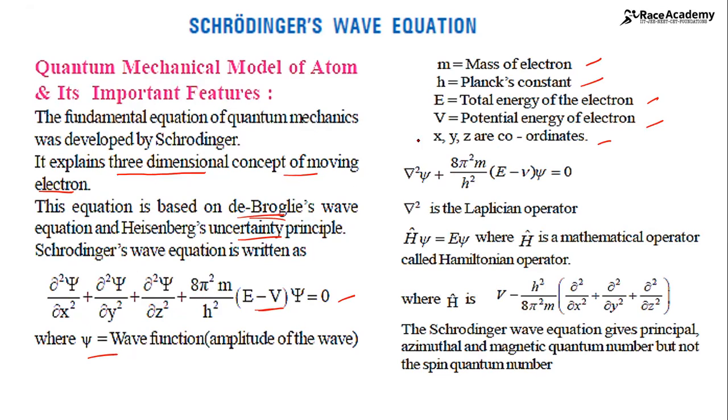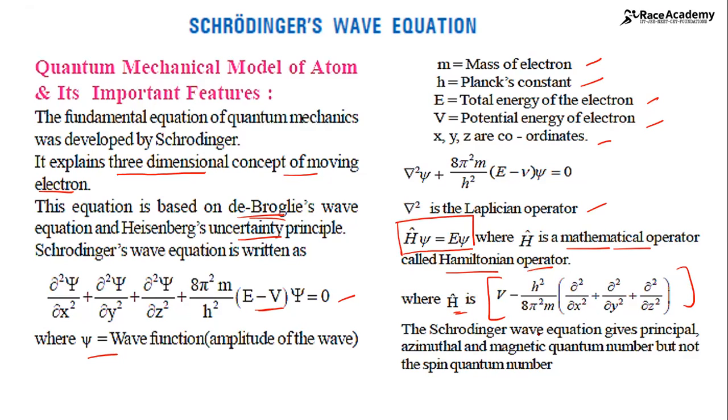And it can also be written simply, like this, using the Laplacian operator squared into psi plus 8 pi square m by h square into e minus v into psi. That can be written with the Hamiltonian operator substituted. That means it can also be written like this: H cap psi is equal to e into psi. H cap is a mathematical operator called the Hamiltonian operator, where the Hamiltonian operator is equal to v minus h square by 4 pi square m into this expression: dou square by dou x square, dou square by dou y square, dou square by dou z square.